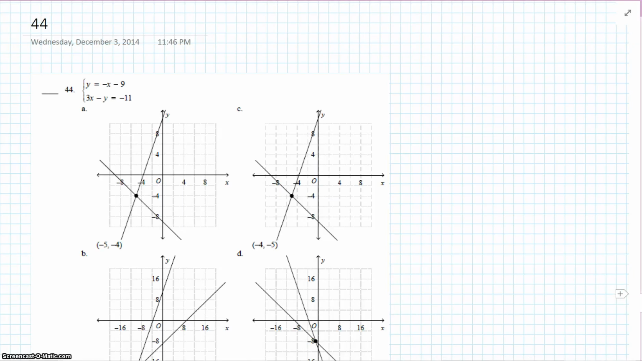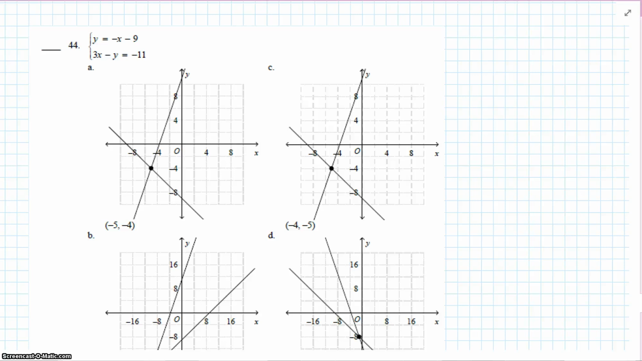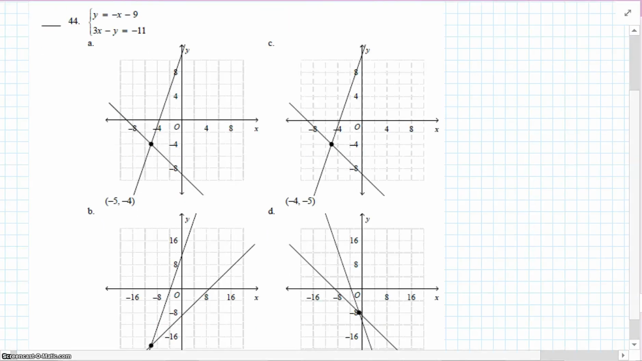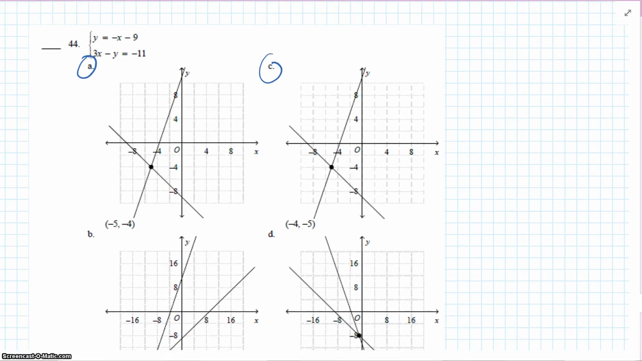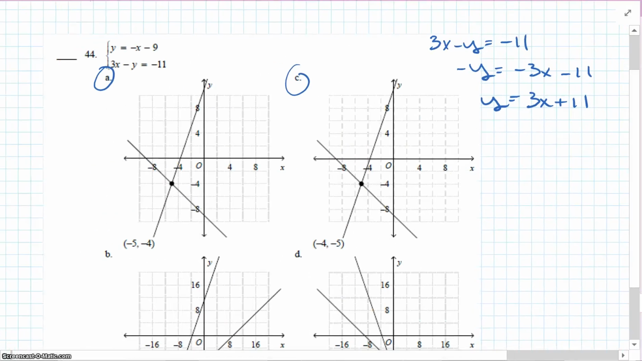Okay, next one, 44. Same concept. So y = -x - 9. So at negative 9, I should have a negative 1 slope. I do. In A and C, I have that slope. All right, so let's look at the next one. 3x - y = -11. So -y = -3x - 11. So y = 3x + 11. So that's good. So A and C meet the criteria.